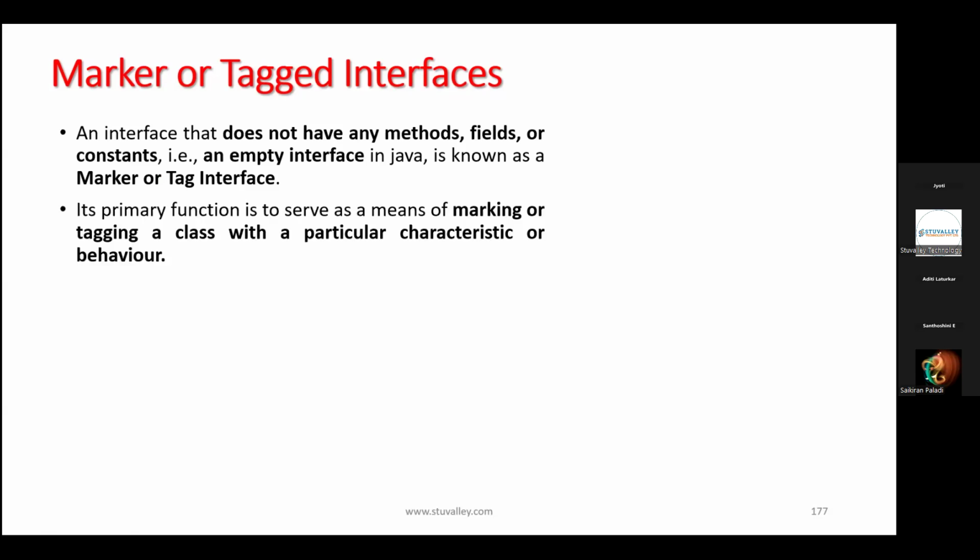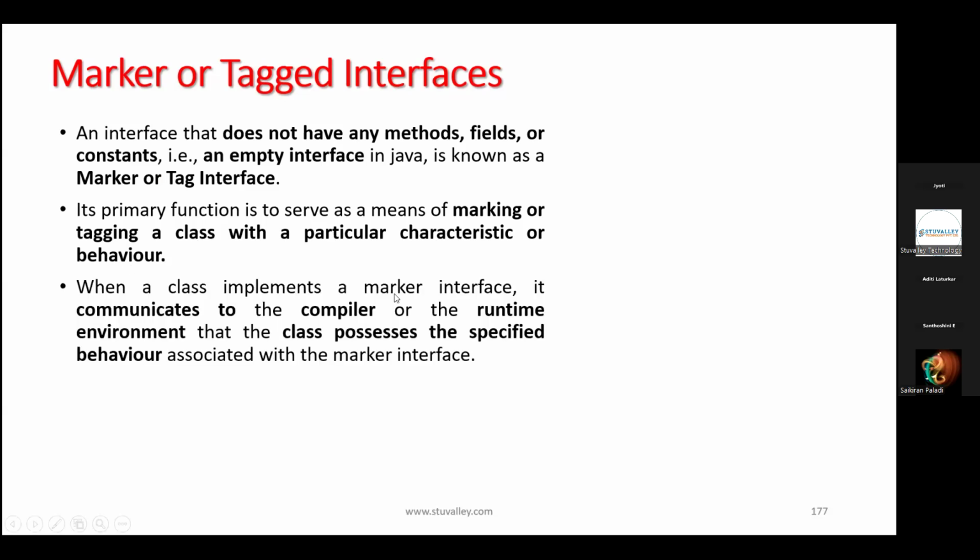Its primary function is to serve as a means of marking or tagging a class with a particular characteristic or behavior, making it special. So whichever class is going to implement that interface, at runtime it will be considered a special class. So when a class implements a marker interface, it communicates to the compiler or the runtime environment that the class possesses the specified behavior associated with the marker interface.